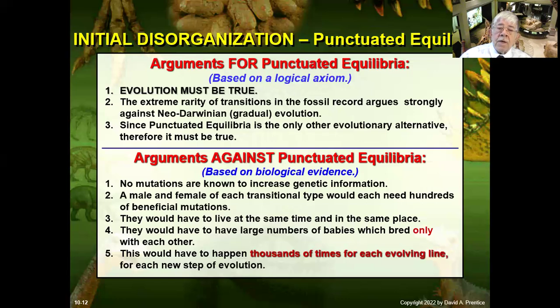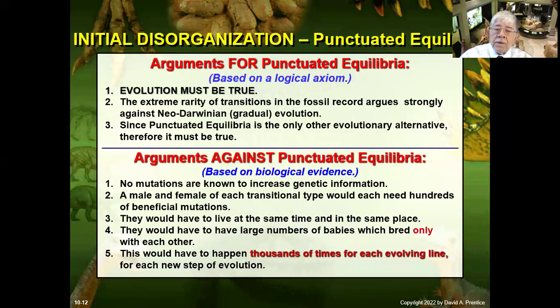I shouldn't have used an example of worms, but a little boy bird and a little girl bird are necessary. We have to have a male and female of each transitional type. They would each need hundreds of beneficial mutations. So the story I heard was that one day a reptile laid an egg and a bird hatched. That was put out by a German evolutionary biologist.